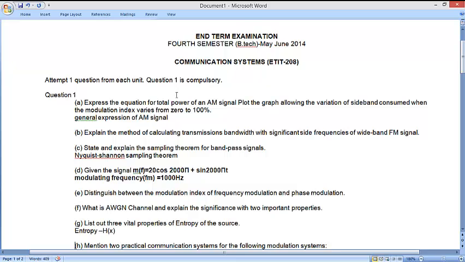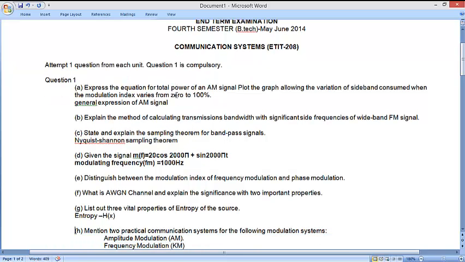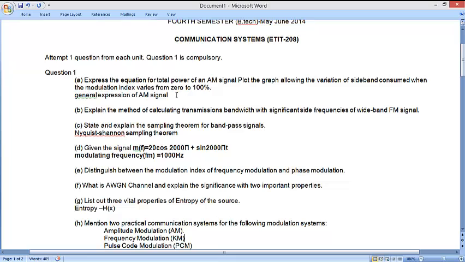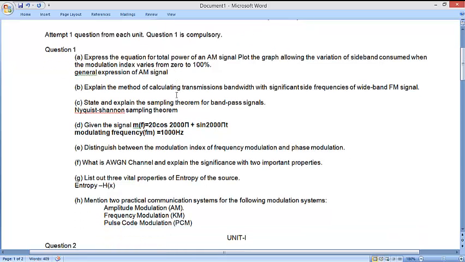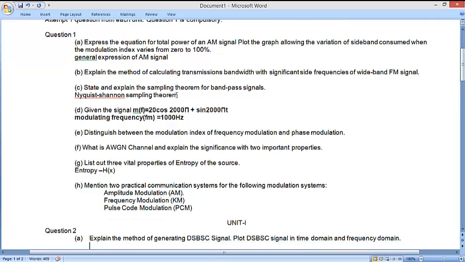Our next question is, mention two practical communication systems for the following modulation systems, that is amplitude, frequency and pulse code modulation. So for amplitude modulation systems, we have commercial TV video signals and AM radio broadcast. For frequency modulation, we have FM radio broadcast and commercial TV audio signals, and for pulse code, we have digital audio video recording and playback systems and CDs, DVDs and Blu-ray digital formats. With this we end our first question. Moving on to unit 1, we have two questions.